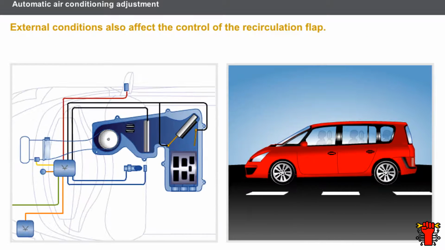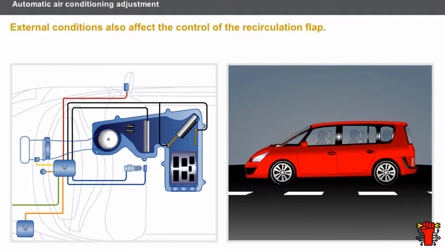Let us look at how external conditions affect the recirculation flap control. The air conditioning computer activates the recirculation flap in accordance with the humidity level, toxicity level, and the exterior temperature. The recirculation motor is a direct current motor with a timed supply. It is controlled by polarity inversion.